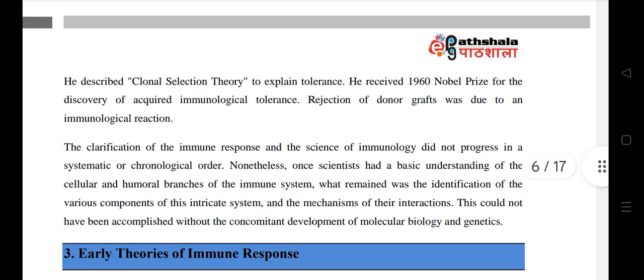He described a clonal selection theory to explain tolerance. He received the 1960 Nobel Prize for the discovery of acquired immunological tolerance. Rejection of donor grafts was due to an immunological reaction.